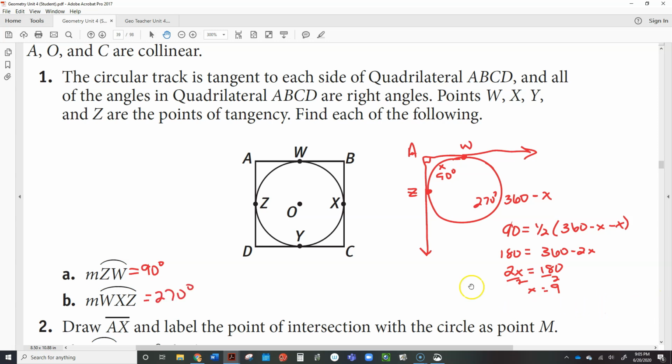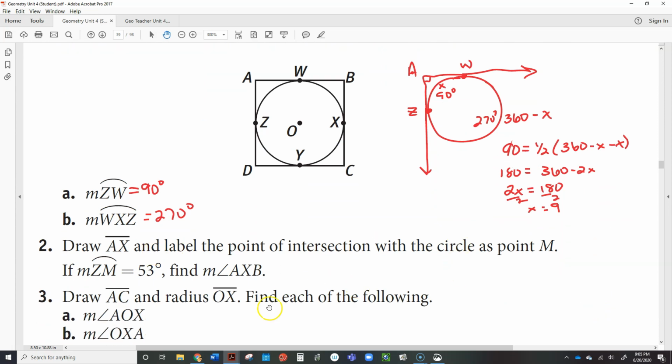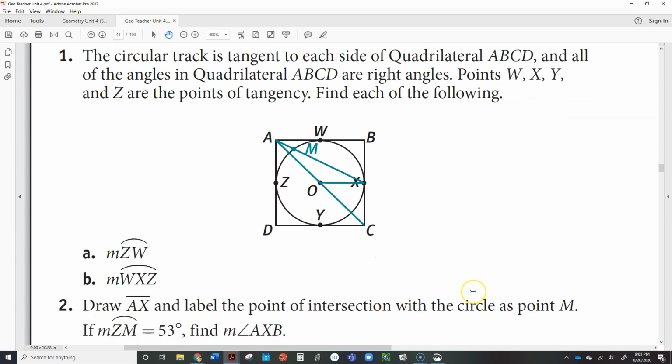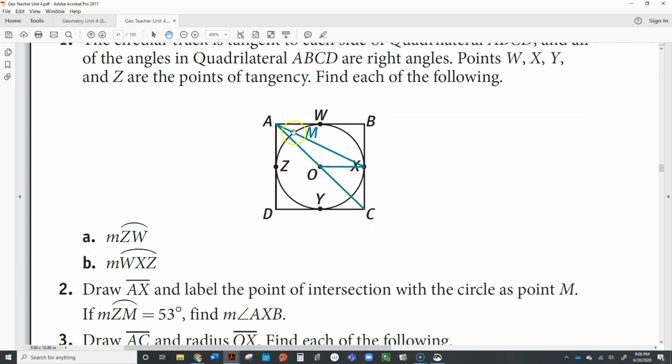All right, then it says draw AX and label the point of intersection as point M. Then it tells us that ZM is 53 degrees. Find the measure of angle AXB. I'm going to jump over here to the teacher's edition just because it's already got AX drawn in, and they labeled the intersection M. They do tell us that ZM, from here to here, is 53 degrees. Boy, my 5 and 3 lost their shape. That's terrible. I'm going to delete that.